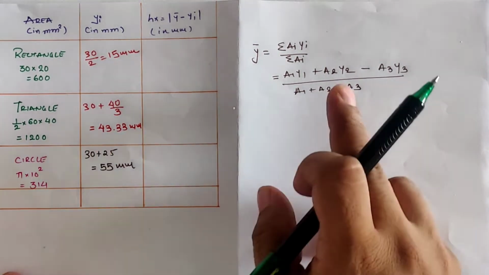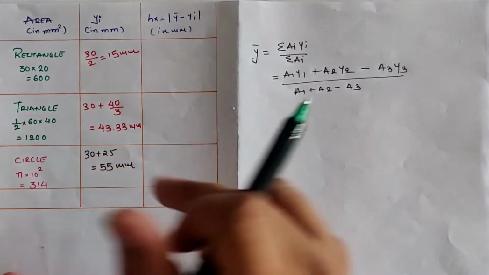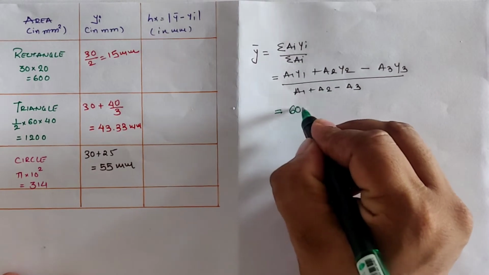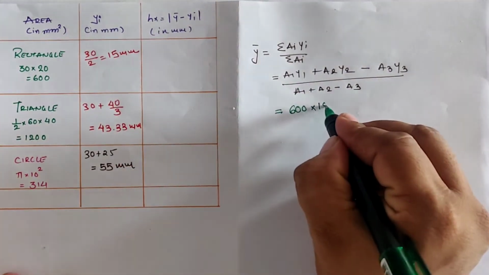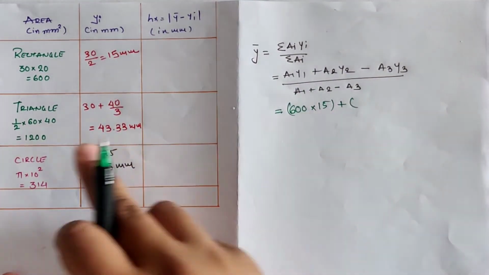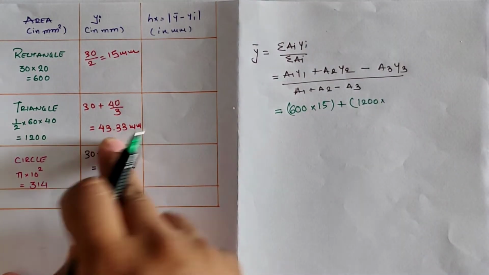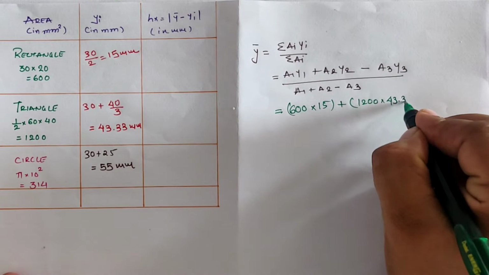Now we have to put all the values from the tabular part. For a1 the area is 600 and y1 is 15, plus a2 is 1200 and y2 is 43.33.